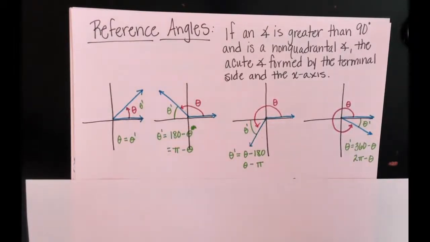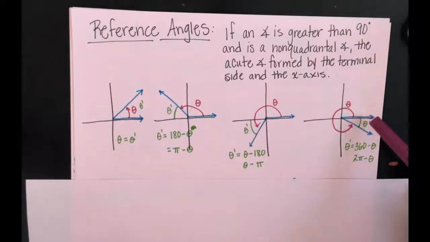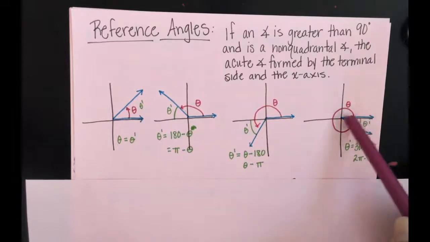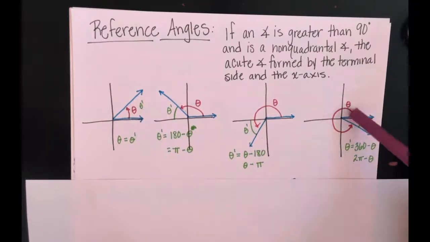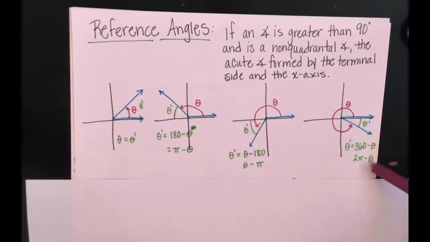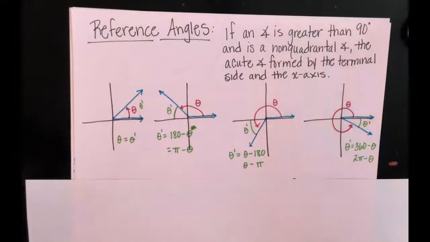And then if we're almost all the way around and we're stuck there in that fourth quadrant, what you're looking at is, again, the 360 because we're real close to that x-axis there, minus our theta, or the 2 pi minus our measure, depending upon if it's in degrees or radians.